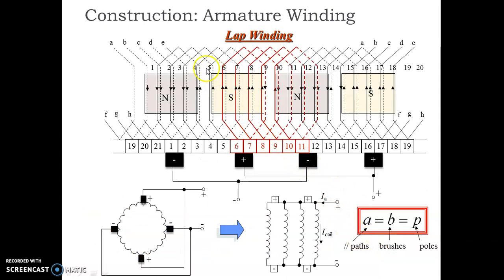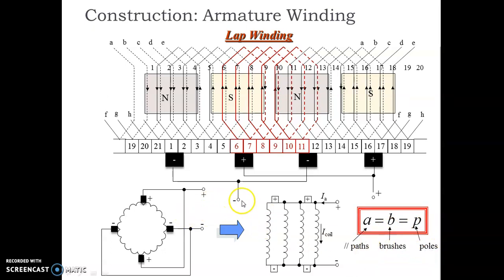These are some complex arrangements of the wave winding, showing how it is placed. One such connection is given here. You see here the coil is parallel, 1 2 3 4. A equals paths, B equals brushes, P equals poles.